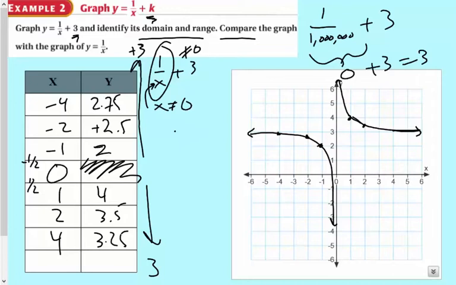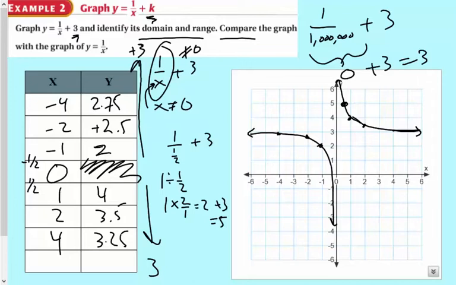So if I do 1 divided by 1/2 plus 3, 1 divided by 1/2 is actually going to be, I'll show this here, 1 times 2 over 1, which is 2, plus 3 is 5. Okay, so a fraction within a fraction, that's what it turns out to be. And so if I plug in 1/2, that gives me 5, and you can see that that is right there, exactly where I have my graph.